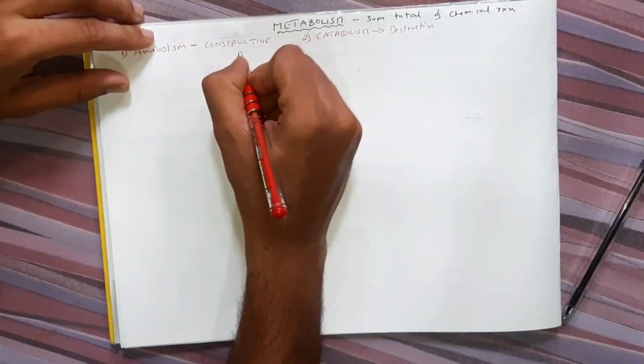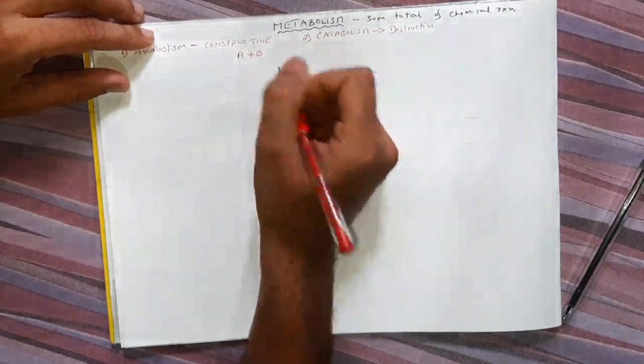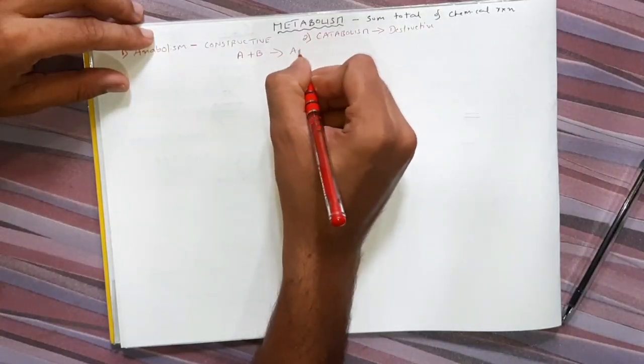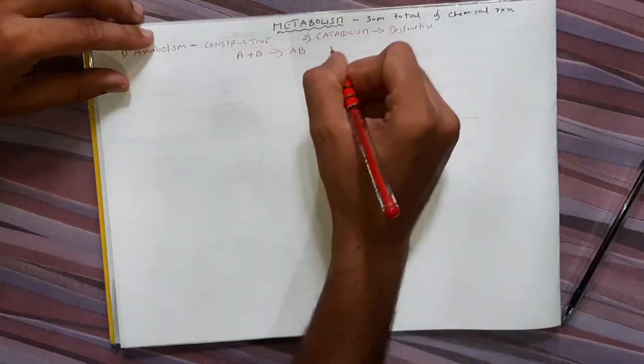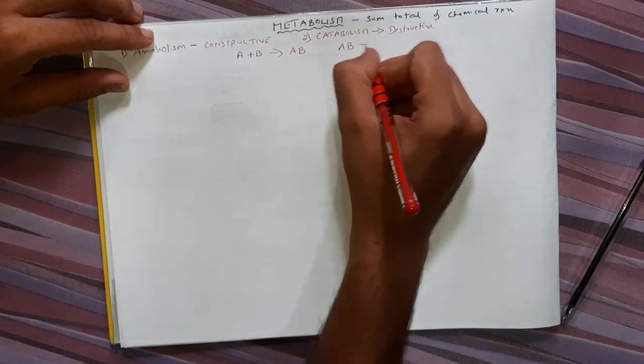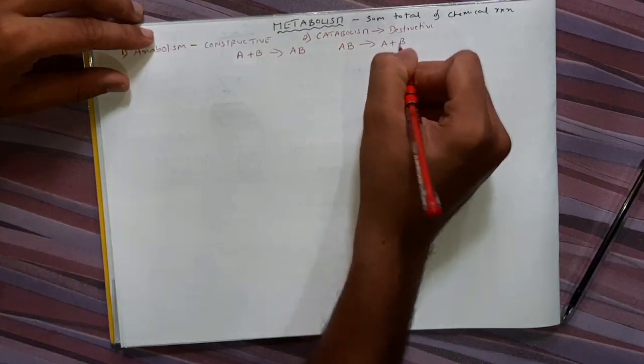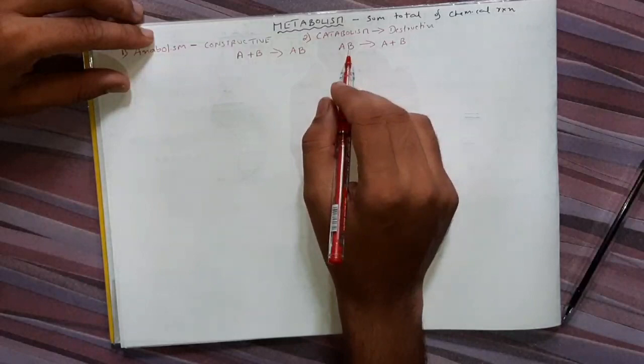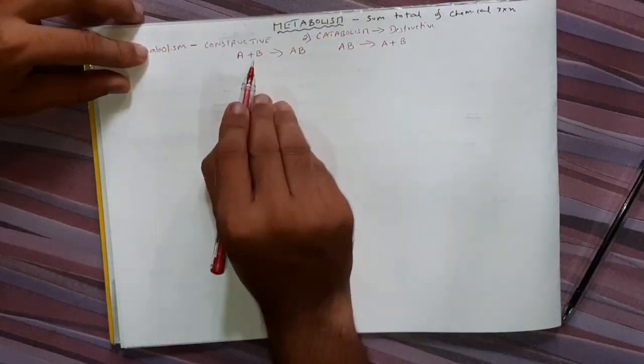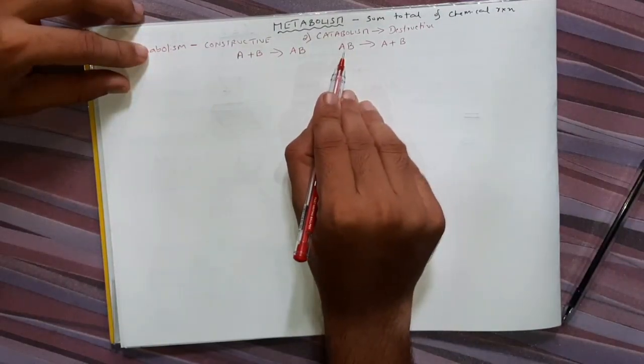So for example, let me write A plus B. These are the two types of chemical which make another chemical. Or another type of chemical reaction could be AB can form A plus B. So these are the two types of chemical reaction occurring here. Correct? Okay. Anabolism, this one. Catabolism is this one.